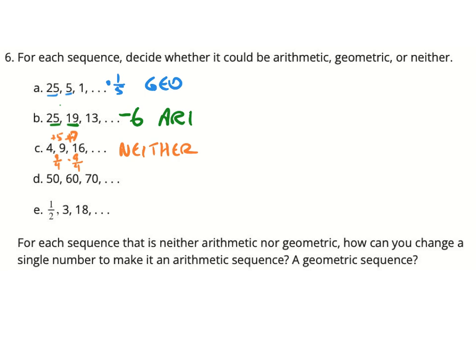All right, D, plus 10 makes it arithmetic. All right, how do we get from 1/2 to 3? Multiply by 6. Times 6, times 6. All right, so times 6 makes it geometric.